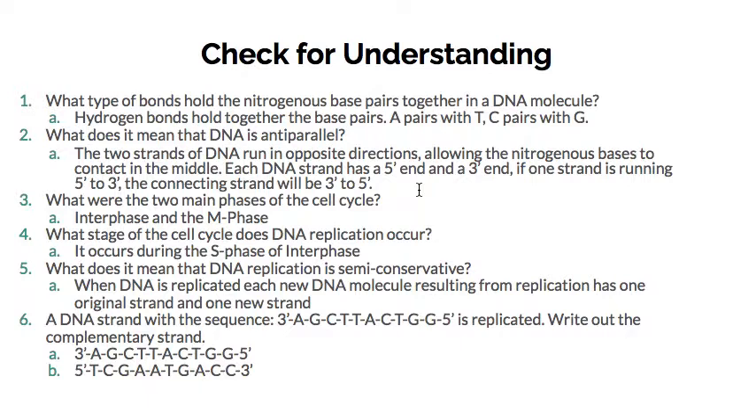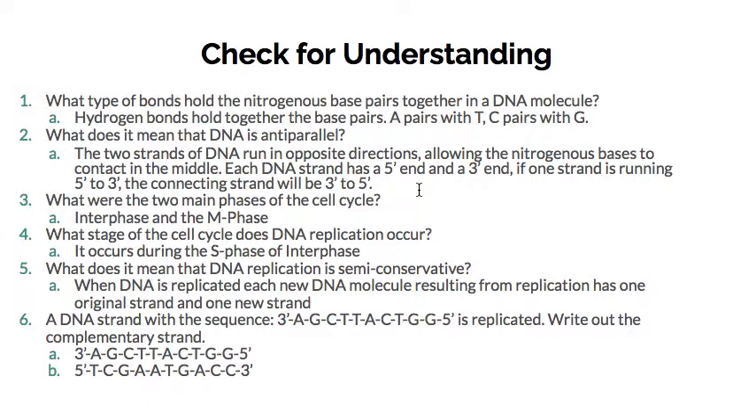What were the two main phases of the cell cycle? That was interphase and M phase. For the stage at which DNA replication occurs, that is in the S phase, which is part of interphase. Number 5, when DNA is replicated, each new DNA molecule resulting from replication has one original strand and one new strand. So that's semi-conservative.